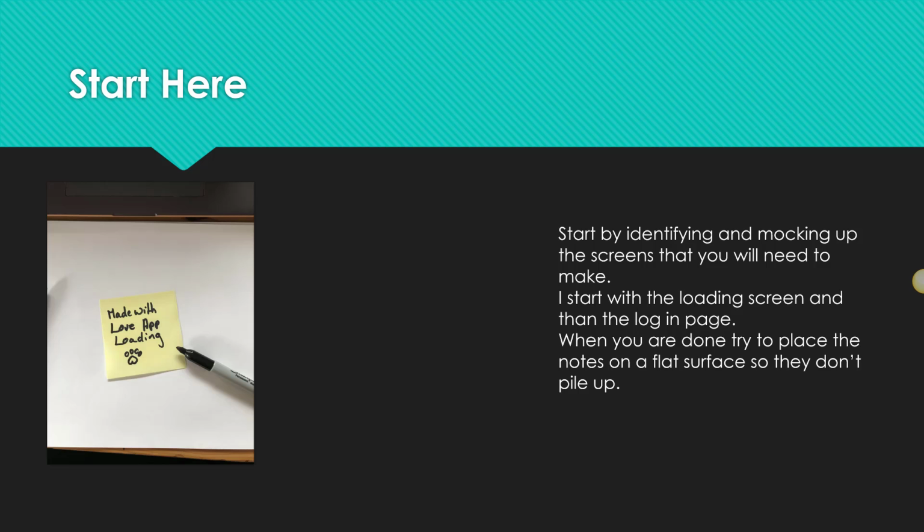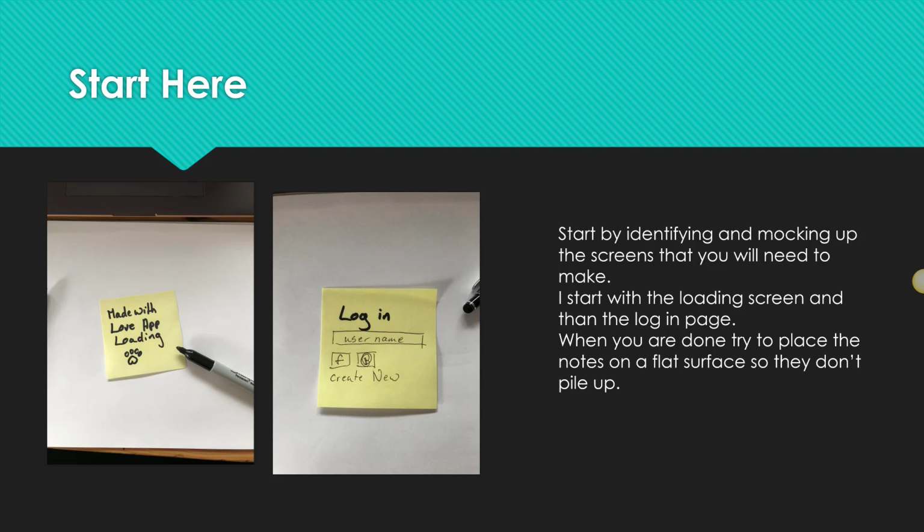All right, so I start by identifying and mocking up the screens that I will need to make. First, the loading page. Made with Love app is just described as the loading page. When you are done, try to place the notes on the side so they don't get all messed up in a giant pile, but it doesn't matter. They're sticky notes. You can reorganize them.